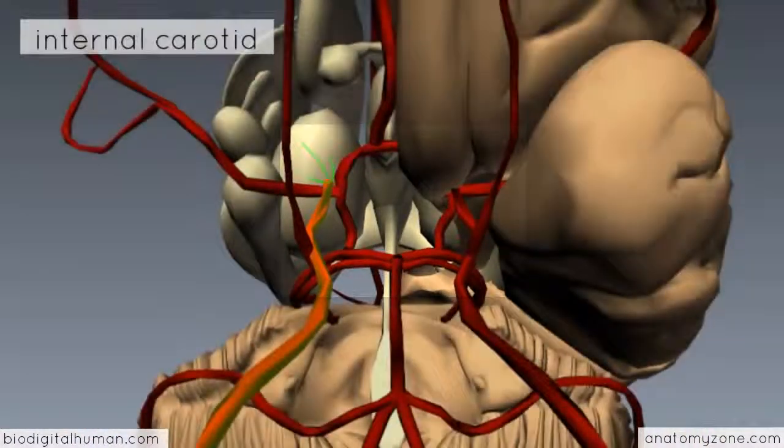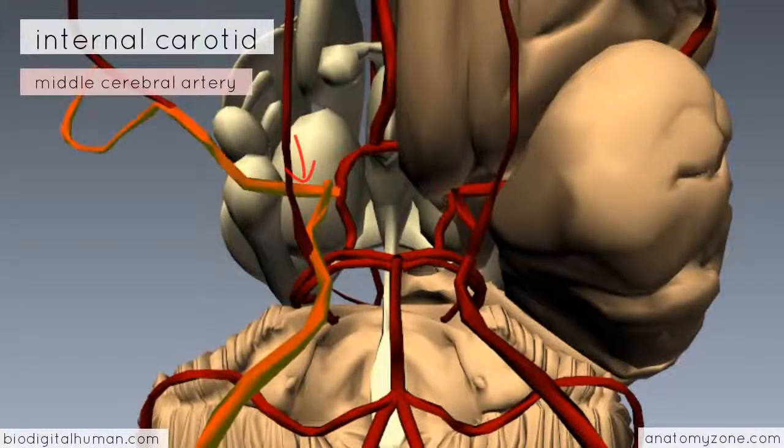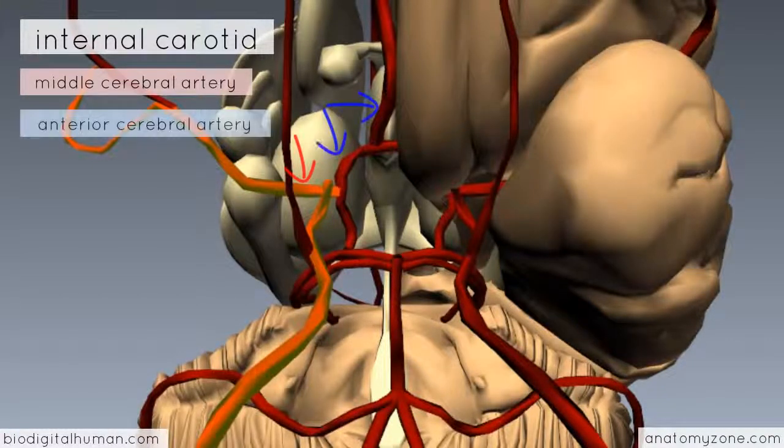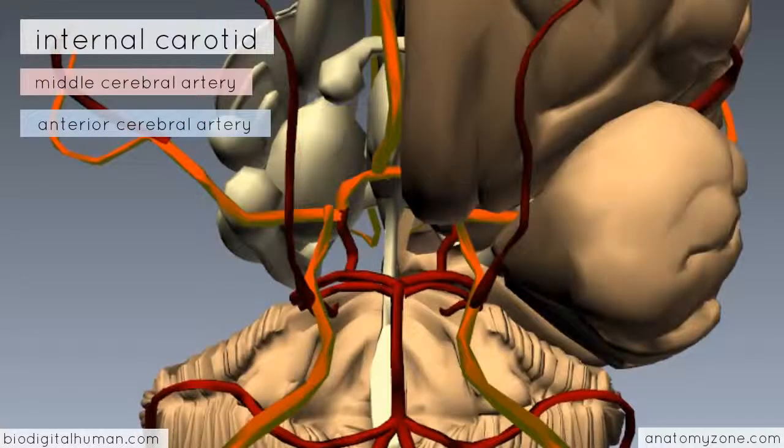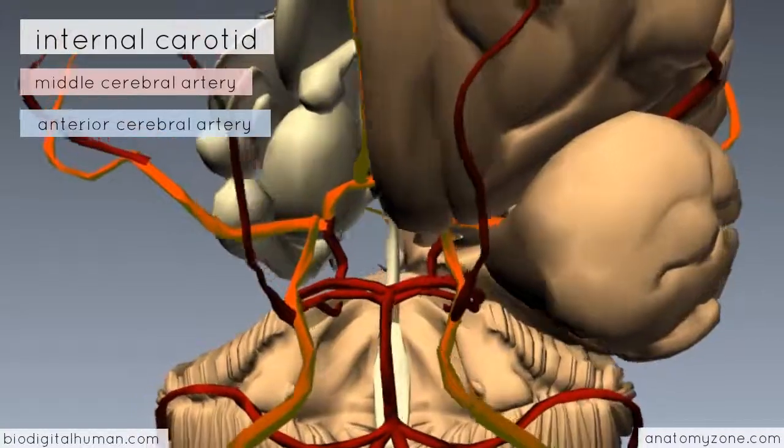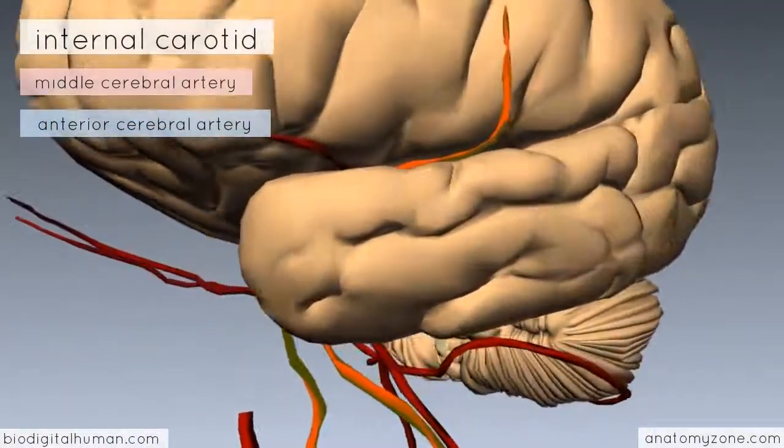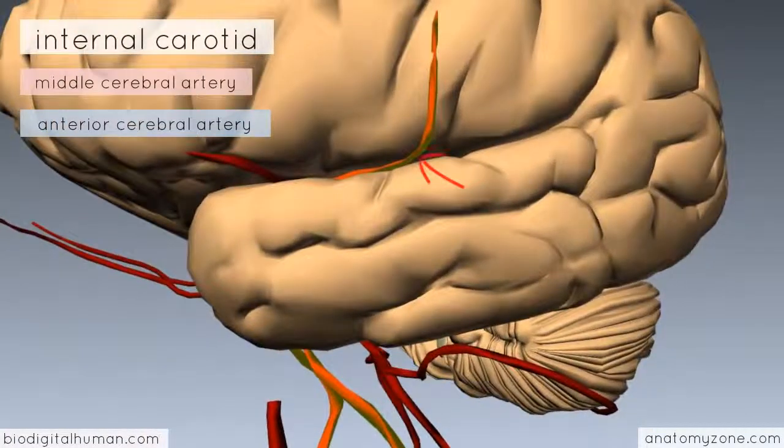So the internal carotid artery divides to form the middle cerebral artery and the anterior cerebral artery. I've highlighted these in orange on both sides, so you can see the division into the middle cerebral artery and the anterior cerebral artery. And if I rotate the model round to the lateral view, you can see that the middle cerebral artery actually runs in this lateral sulcus.